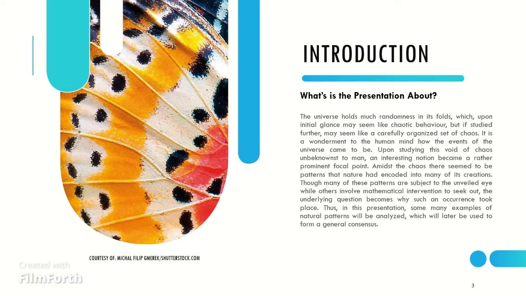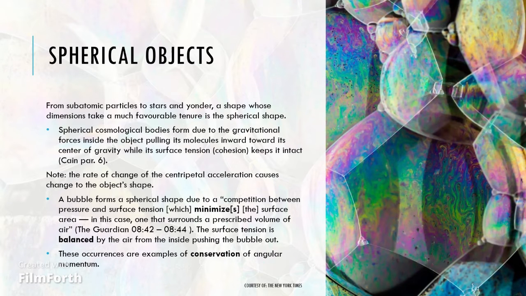Thus, in this presentation, many examples of natural patterns will be analyzed, which will later be used to form a general consensus. From subatomic particles to stars and yonder, a shape whose dimensions take a much favorable tenor is the spherical shape. Firstly, spherical cosmological bodies form due to the gravitational forces inside the object, pulling its molecules inward towards the center of gravity, while the surface tension keeps it intact.